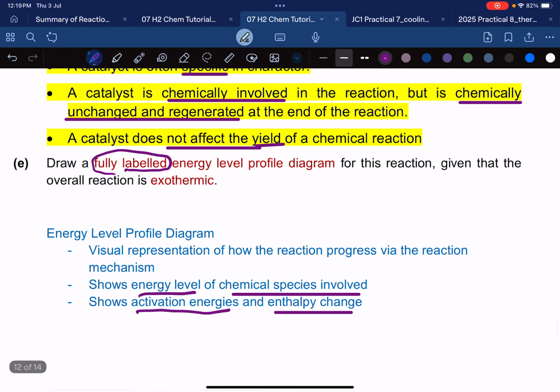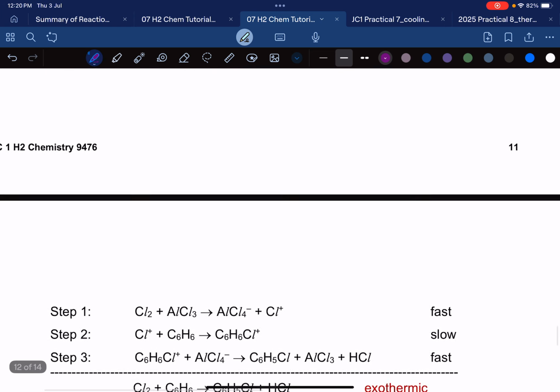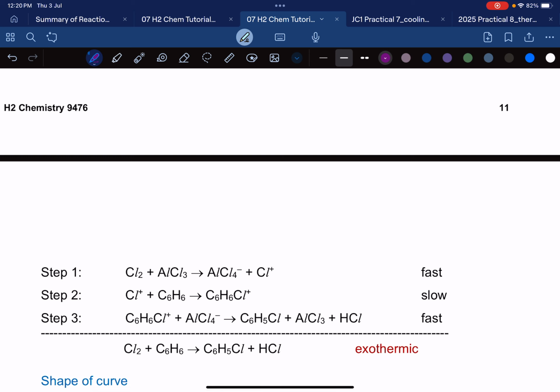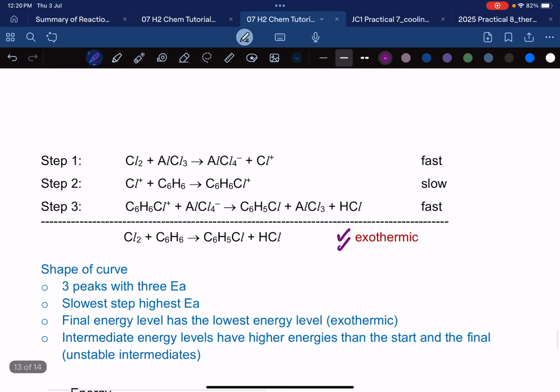So to draw this diagram, first of all, we need to go back to our reaction mechanism again and refer to it. The shape of your curve for the energy profile diagram depends on what we are seeing in the mechanism as well as the enthalpy change for the overall reaction. So please check your curve. Your curve should have 3 peaks with 3 activation energies. Every step will have an activation energy to climb, and therefore, if you have 3 steps, you're going to have 3 peaks and altogether 3 activation energies.